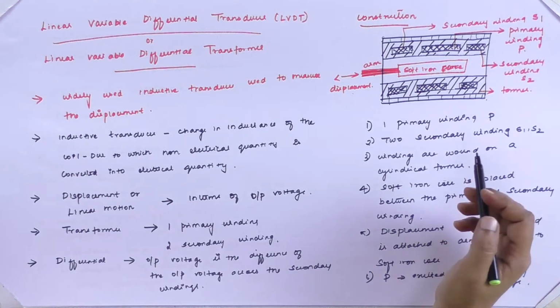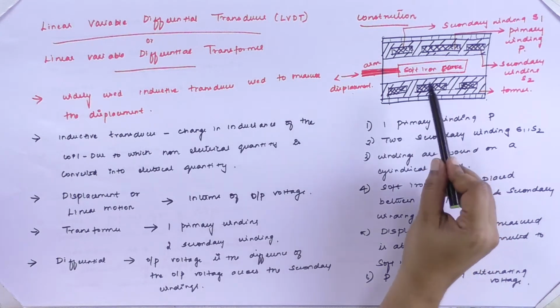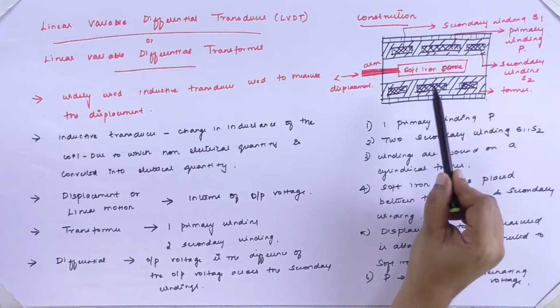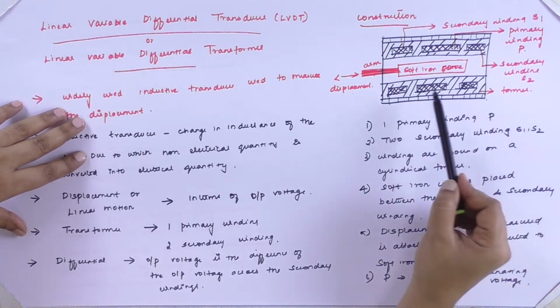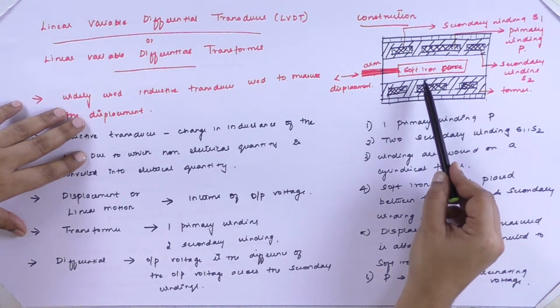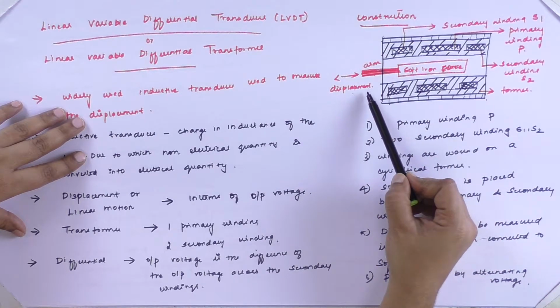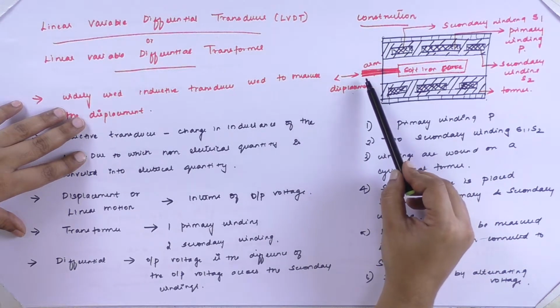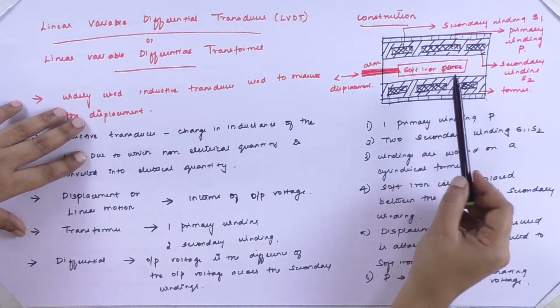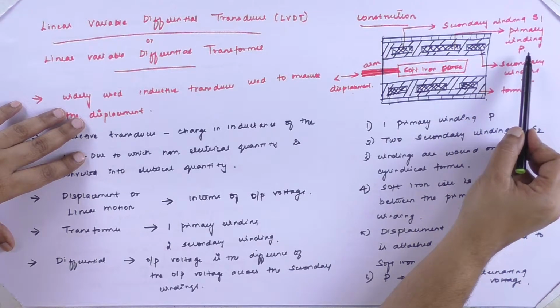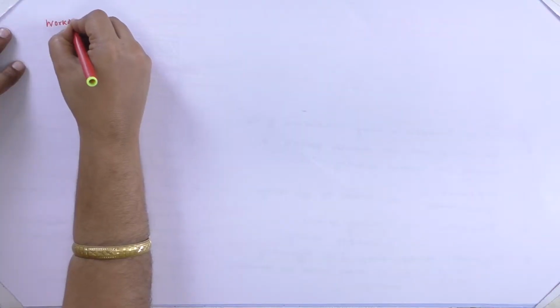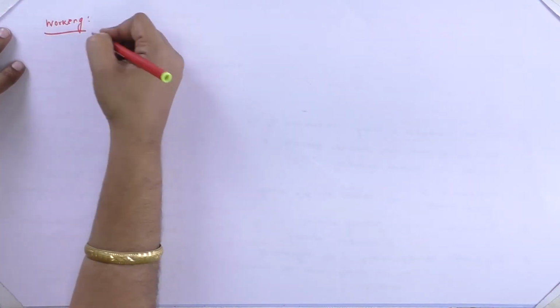So, in the construction we have one primary winding and two secondary windings, and these windings are wound on a cylindrical form. The soft iron core is placed between the primary and the secondary windings, and the displacement to be measured is applied to the arm attached to the soft iron core. The primary winding is excited with an alternating supply. Let's see the working of LVDT.